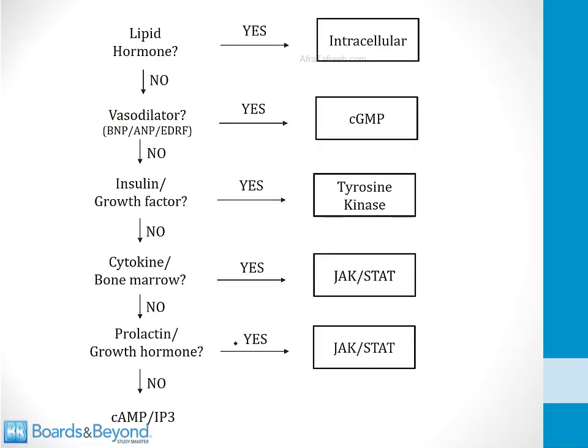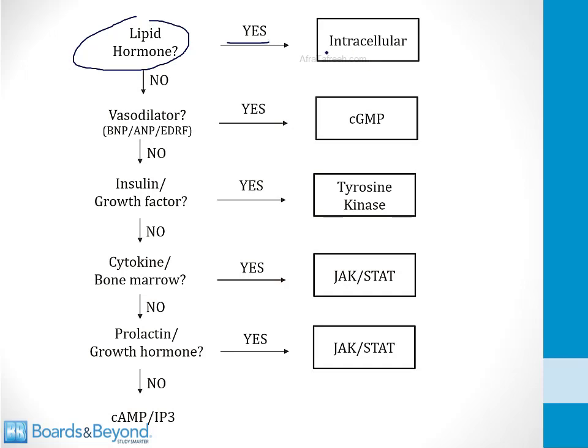So now that we've gone through all that, let me give you my system for remembering which receptors and which hormones use which systems. There are lots of ways to do this. You don't have to use my system, but this is what's worked for me. So the first question to ask yourself is: is it a lipid-soluble hormone? If the answer is yes, these are the easy hormones, the steroid hormones, thyroid hormone.